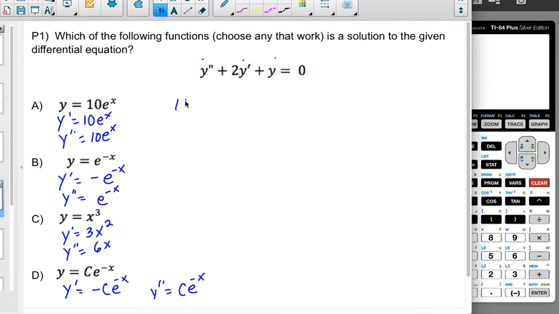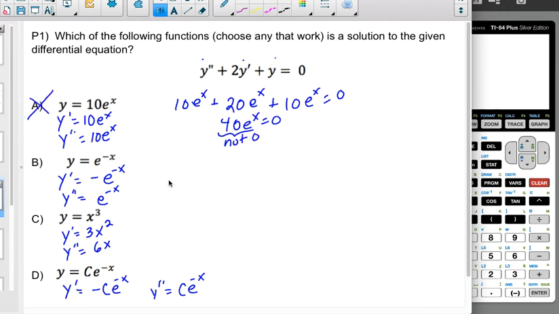All right, so now let's check and see which ones of these work with this statement. So y double prime plus 2 y prime, that would be 20e to the x, plus this will be 10e to the x, is supposed to be 0. Well, this stuff is 40e to the x, this is not 0. I need it to literally be 0 equals 0, not something that I'd solve for x, so A is a no.